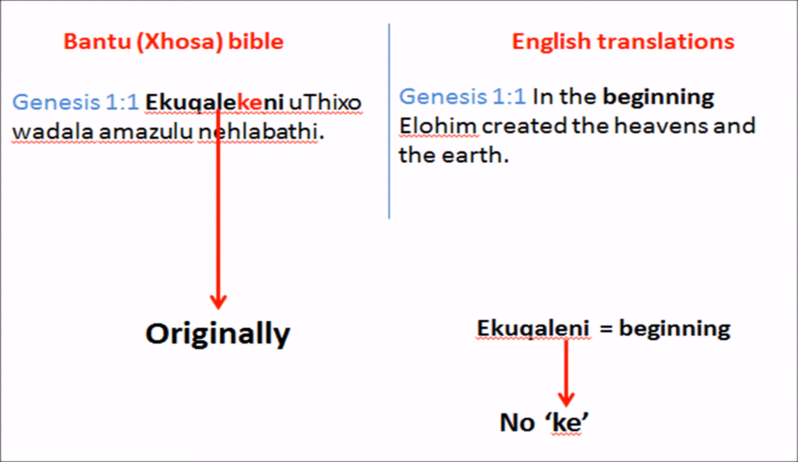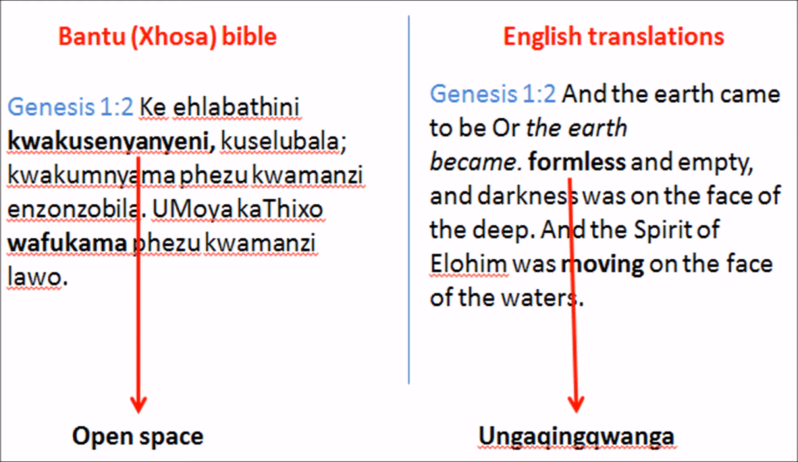Okay, let's look at another example, maybe a clearer one, so you can see this thing. My computer is acting up this morning. Now, here, focus on the bolded parts, which means open space, okay? Now, let's look at the English. The English says the earth became formless and empty. Formless is, now let's say I'm trying to translate. That's the hypothesis I'm trying to show you. I have an English dictionary, an English Bible in front of me, and I'm translating it to Bantu or to Xhosa.